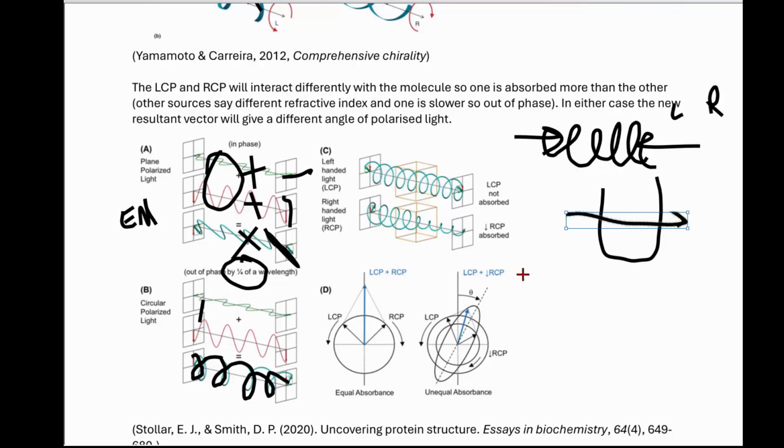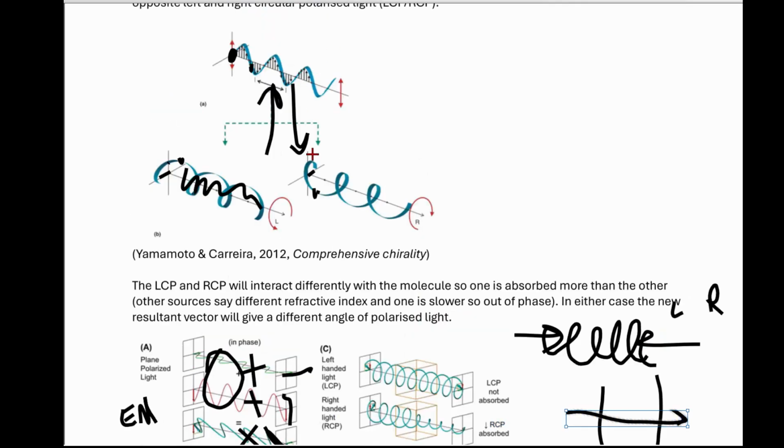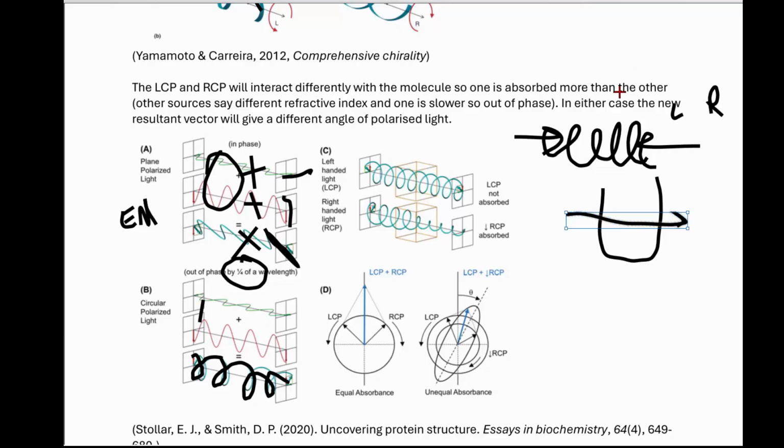And so the index of refraction is higher for a left-handed or a right-handed, and so the molecules interact with the linear polarized light to create the left and right, and then one of them has a higher index of refraction, so it is slower and out of phase, which creates the turn.